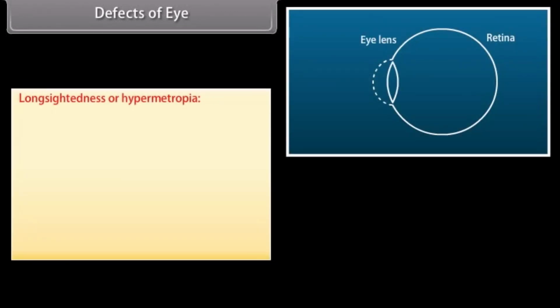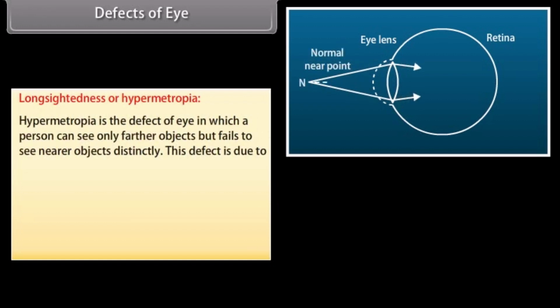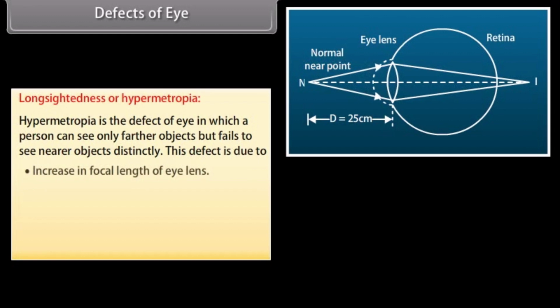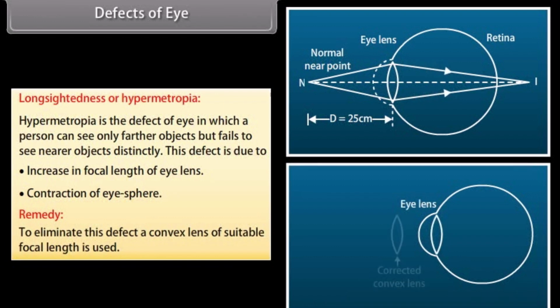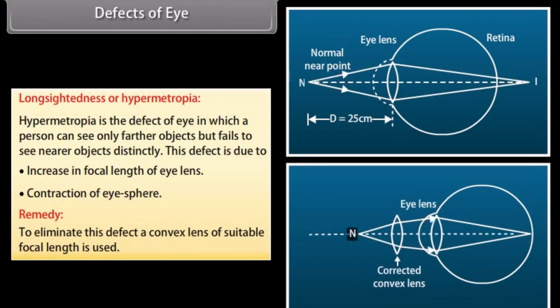Long-sightedness or hypermetropia. Hypermetropia is the defect of the eye in which a person can see only farther objects but fails to see nearer objects distinctly. This defect is due to: 1. Increase in focal length of the eye lens. 2. Contraction of the eye sphere. Remedy. To eliminate this defect, a convex lens of suitable focal length is used.